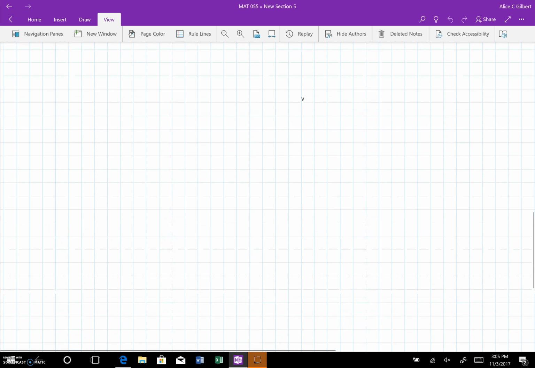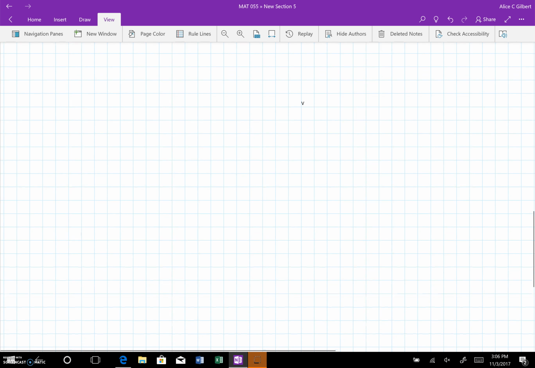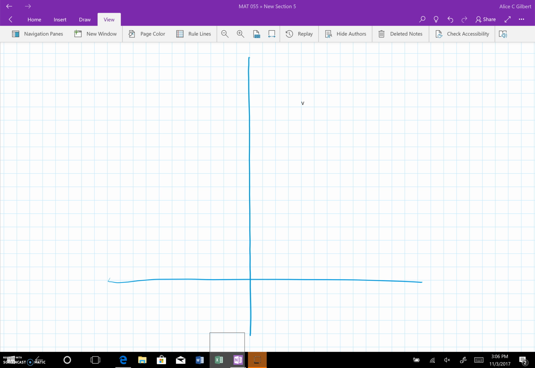Oh, computers. And now I got a V. I don't know how that happens. If any of you know how to tell me how to stop that from happening, that would be great. It shouldn't be there.